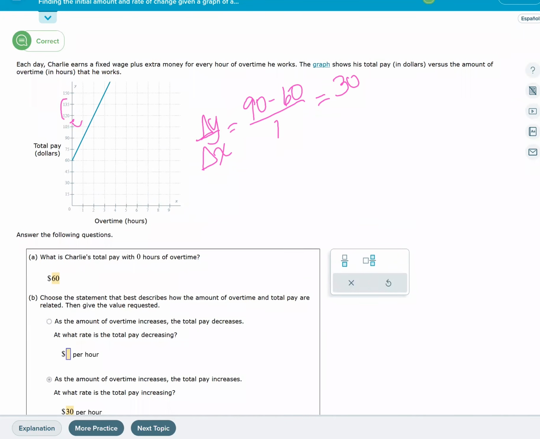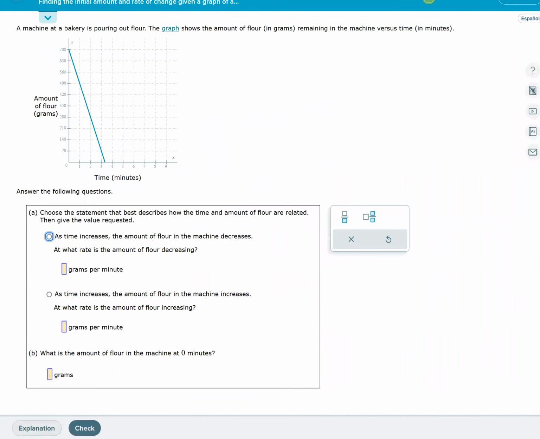Okay, let's do another one. So a machine at a bakery is pouring out flour. The graph shows the amount of flour in grams remaining in the machine versus time in minutes. So this question, they're asking what we had as our second question in the first example, is now our first question. So as time increases, you can see as time is getting bigger, the amount of flour is getting smaller. So we want to pick the first statement.